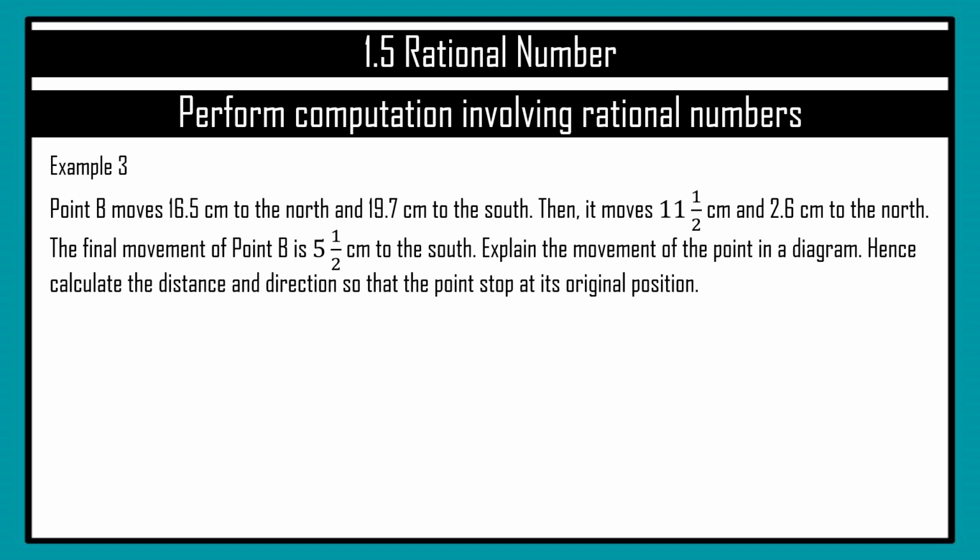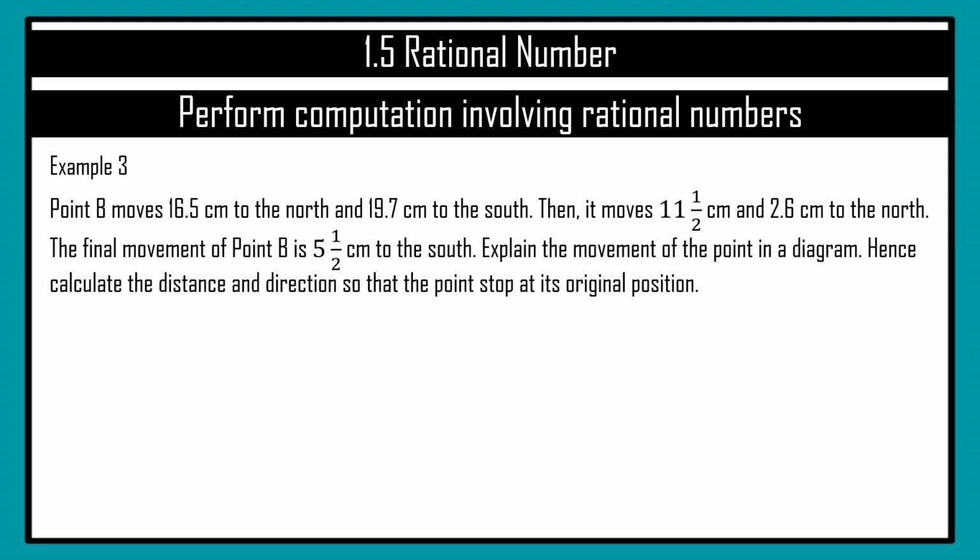Point B moves 16.5 centimeter to the north and 19.7 centimeter to the south. Then it moves 11.5 centimeter and 2.6 centimeter to the north. The final movement of point B is 5.5 centimeter to the south. Explain the movement of the point in diagram. Hence, calculate the distance and the direction so that the point stops at its original position.